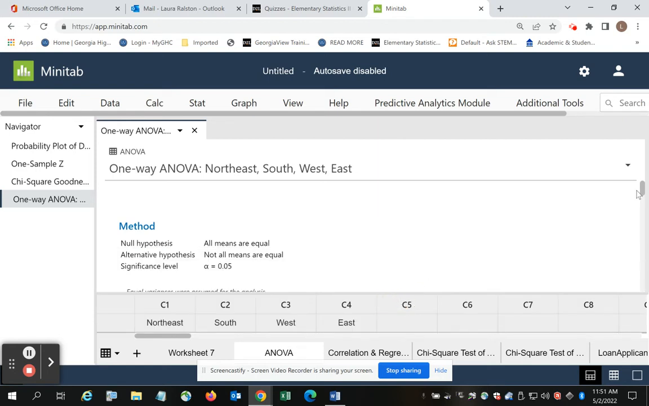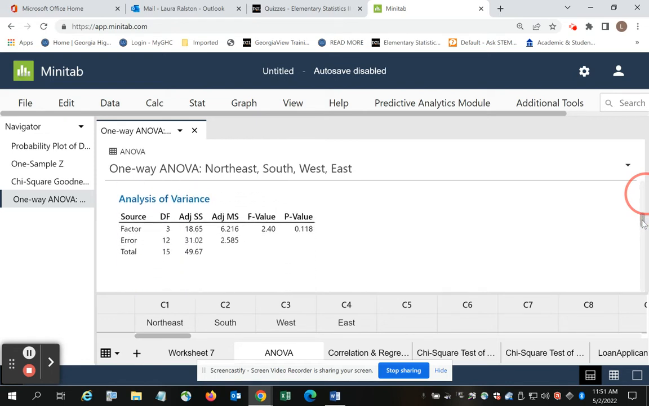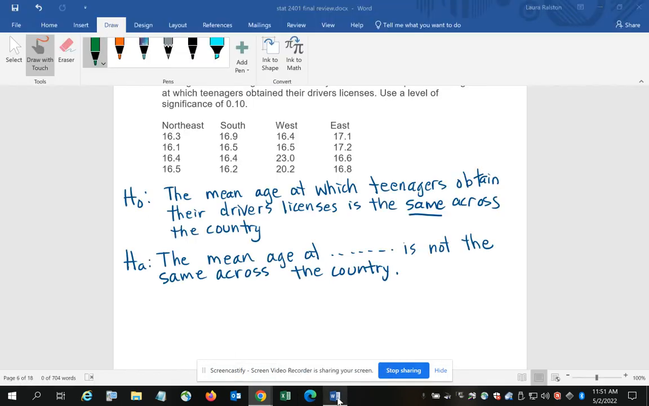Again, it gives us the method. It does give us the hypothesis, all means are equal or not all means are equal, in case you kind of forget, it is there. And we go down to the analysis of variance. We get our F value, which is 2.40, and our P value is 0.118. Okay, so we go back over and we write that down. Our F test statistic is 2.40. The corresponding P is 0.118.